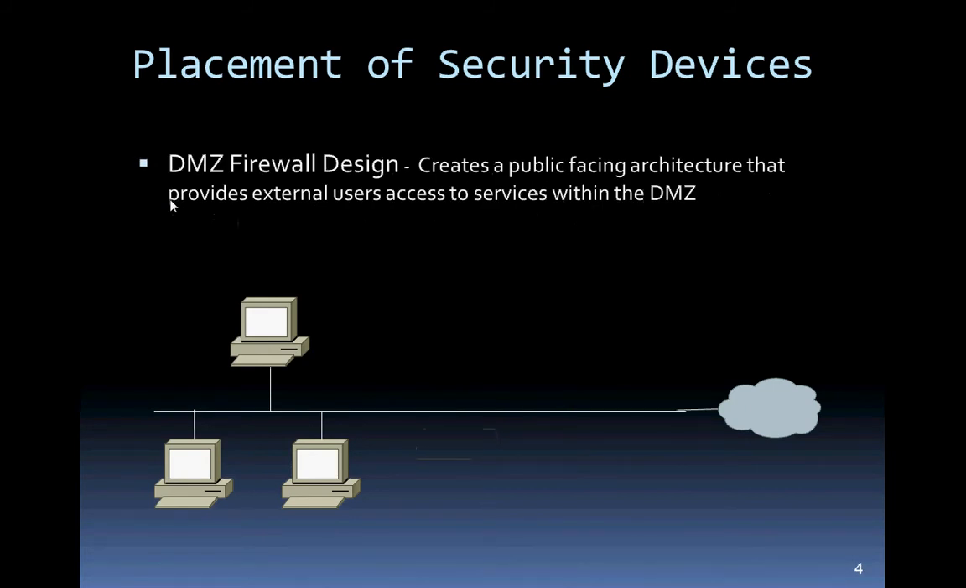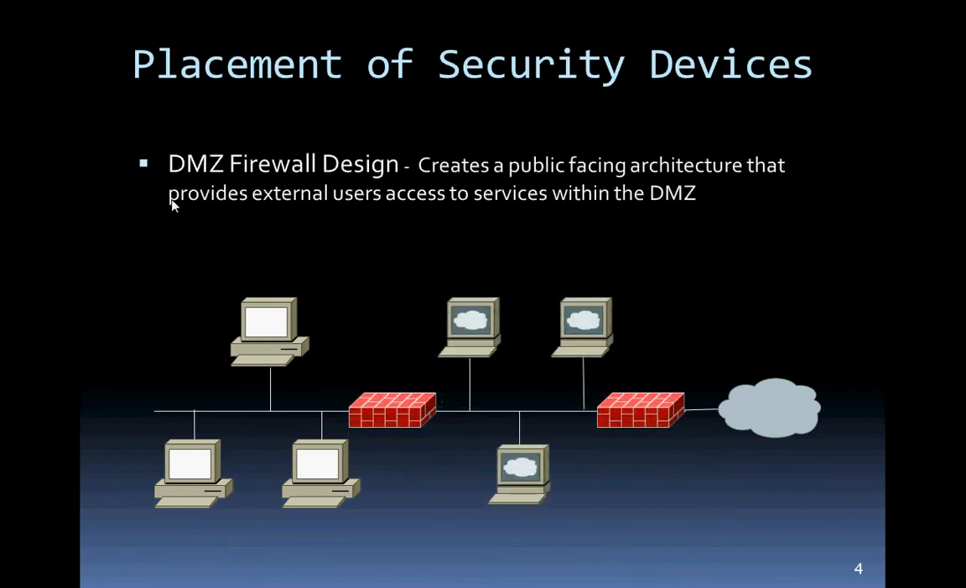Another security device we need to talk about, or placement of security devices, would be a DMZ. This gives us a demilitarized zone, but what it does is it creates a public facing infrastructure or architecture that provides those external users, the people on the outside of our network, services that we can still control, but they're not necessarily inside our private network.